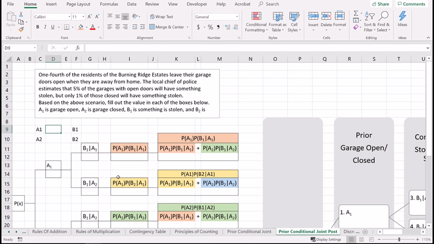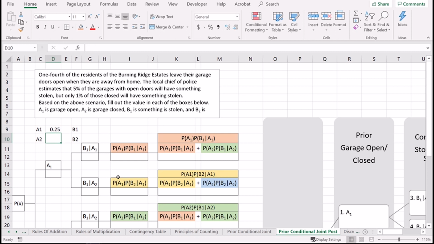We've got 1/4 of the residents in the Burning Ridge estates leave their garage doors open when they are away from home. What percent? All right, so 0.25. So that's the very first event. They either leave their garage door open, 0.25.